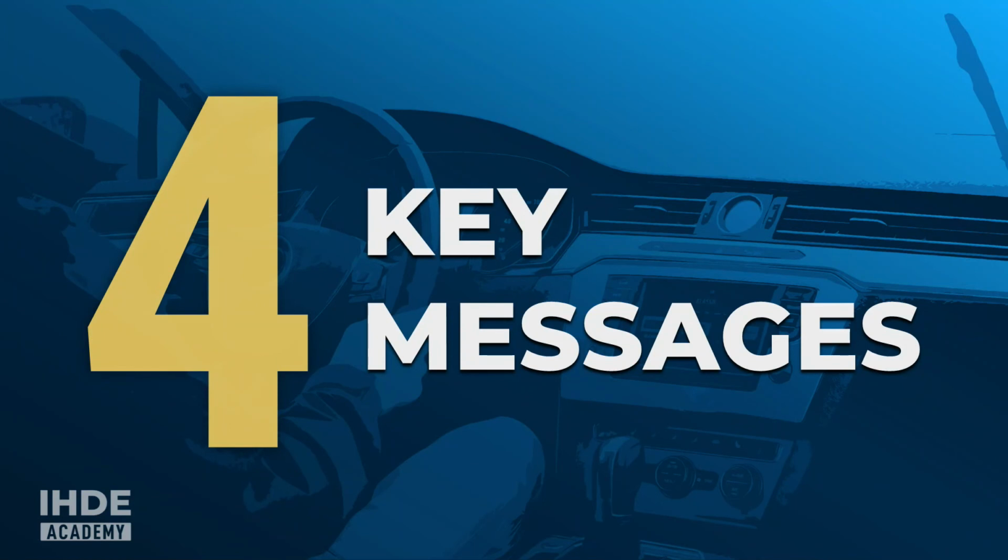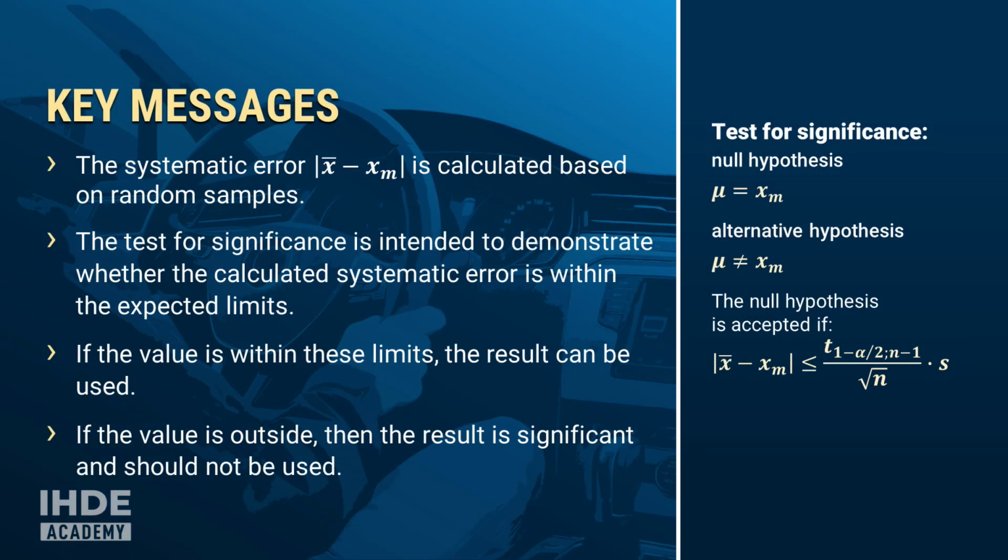Well, that was a lot of new information. Therefore, I would like to conclude by repeating the 4 most important key messages. The systematic measurement error is calculated based on a random sample. The test for significance is intended to demonstrate whether the calculated systematic measurement error is within the expected limits. If the value is within these limits, the result can be used. If the value is outside, then the result is significant and should not be used.